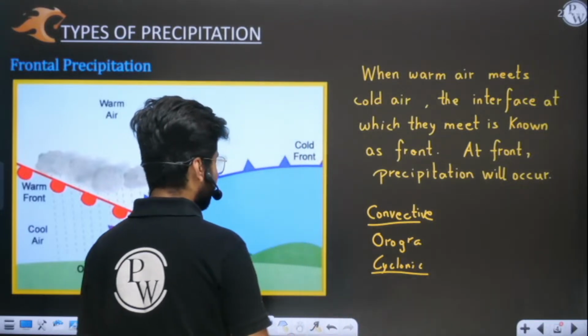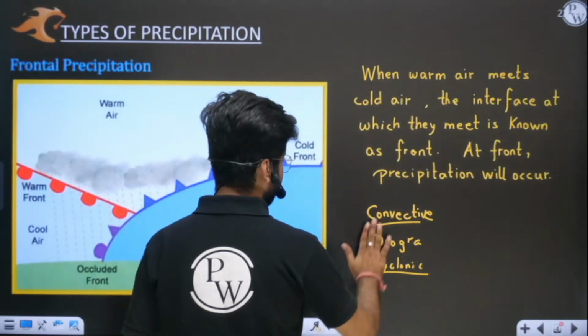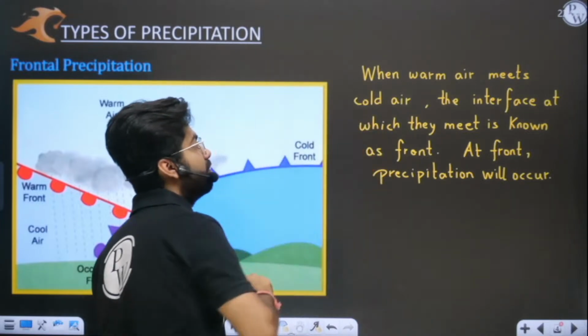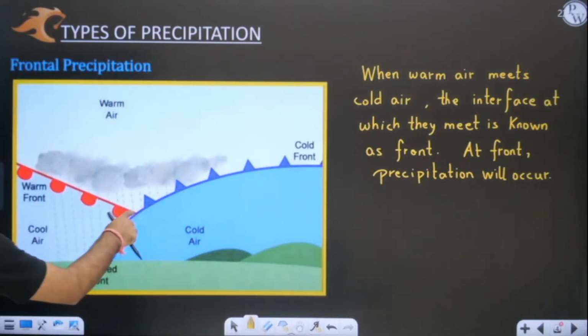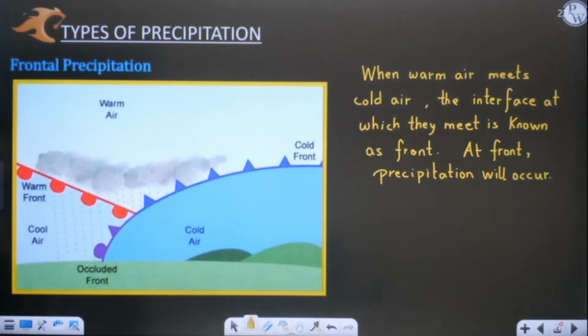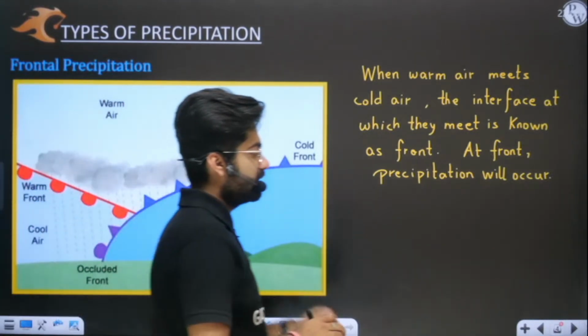And the last was frontal, which you can see on this screen as well, in which warm and cold air meet at the interface. At the interface you can see clouds have formed, and here precipitation has happened. This we discussed yesterday.